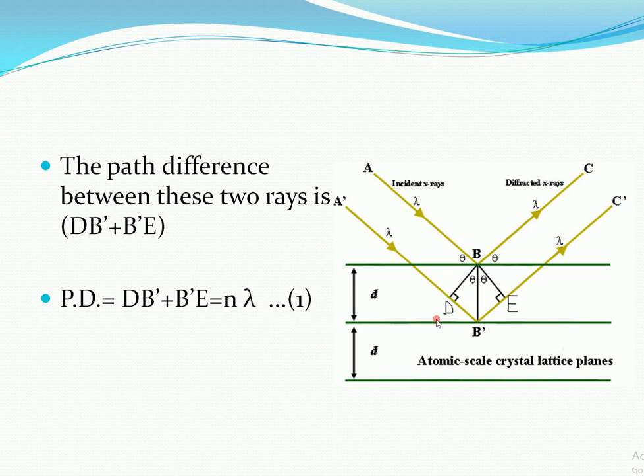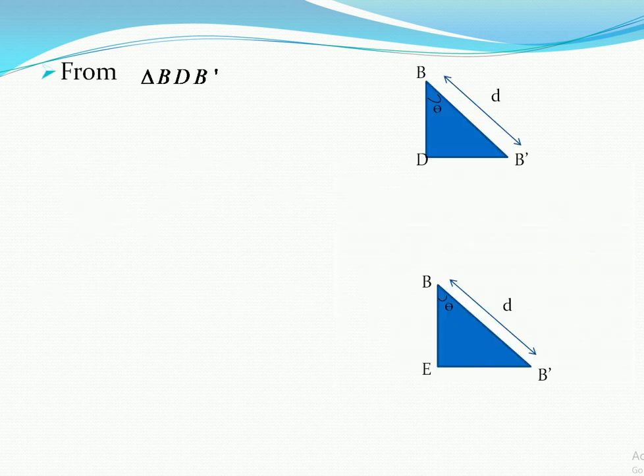Now we have to calculate the value of DB' plus B'E by using triangles BDB' and BEB'. The diagram consists of angle B in both the triangles as theta, angle D is 90 degrees, E is also 90 degrees, and the distance BB' is d. First we have to calculate the value of DB' by using triangle BDB'. In this triangle, angle B is theta, distance BB' is d, and angle D is 90 degrees.